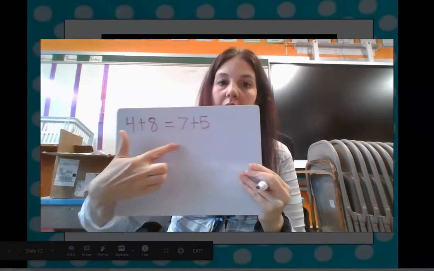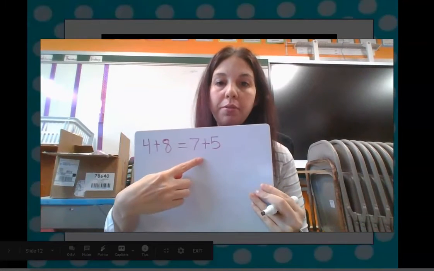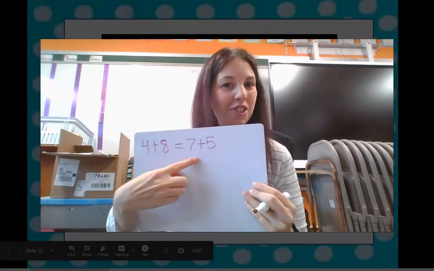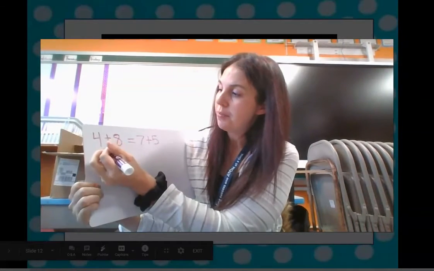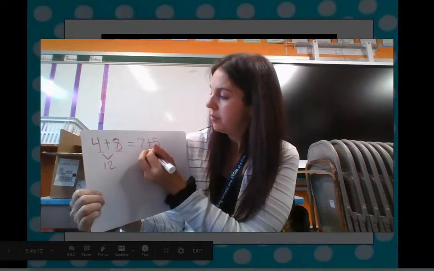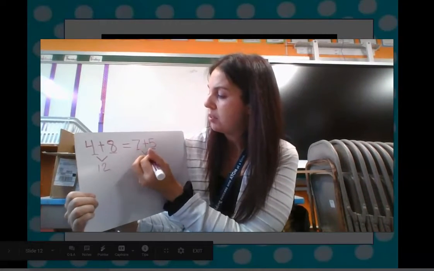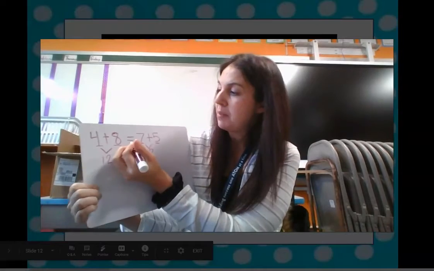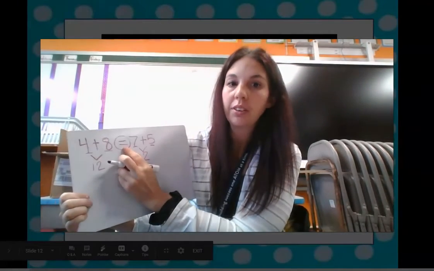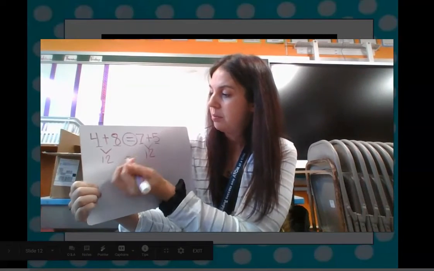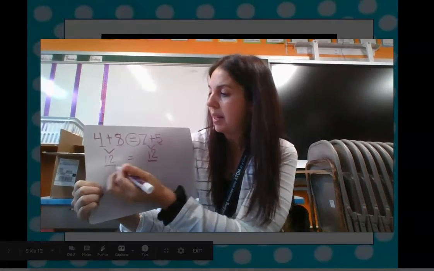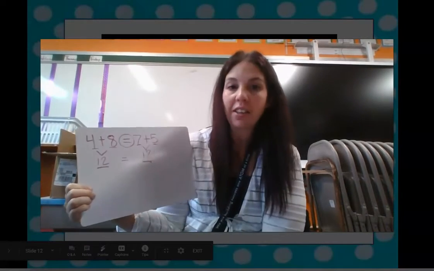Does 7 plus 5 equal 12? It sure does. So if 4 plus 8 equals 12, and 7 plus 5 equals 12, that means that these equations are equal. Equal. Okay? Because 12 equals 12. If it has the same number on both sides, the same answer, then they equal each other. They are the same.